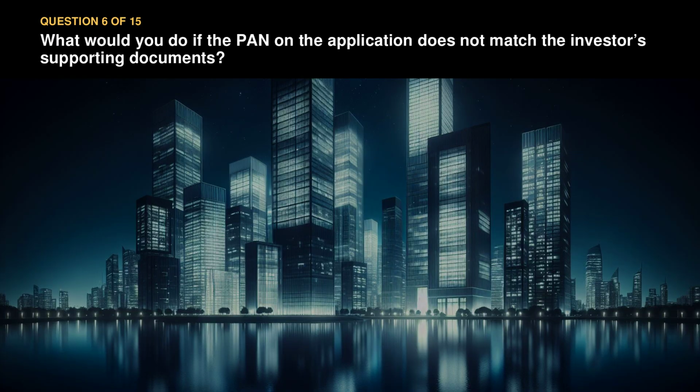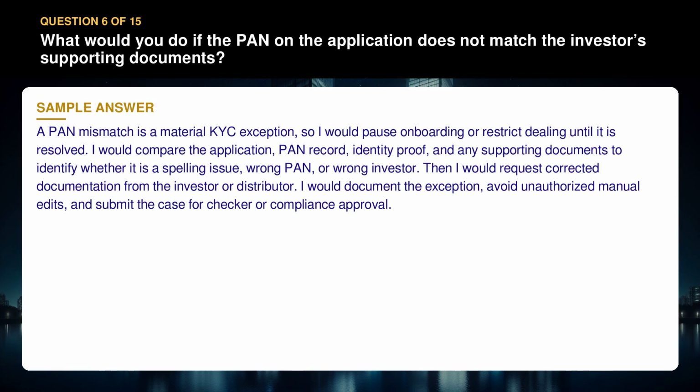Question 6. What would you do if the PAN on the application does not match the investor's supporting documents? A PAN mismatch is a material KYC exception, so I would pause onboarding or restrict dealing until it is resolved. I would compare the application, PAN record, identity proof, and any supporting documents to identify whether it is a spelling issue, wrong PAN, or wrong investor. Then I would request corrected documentation from the investor or distributor.